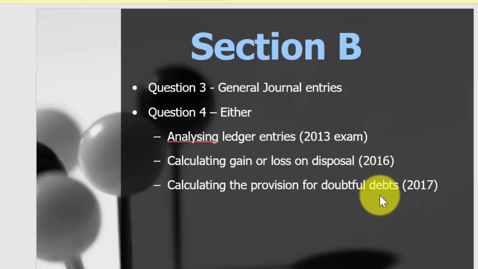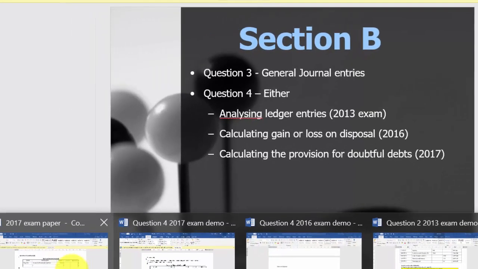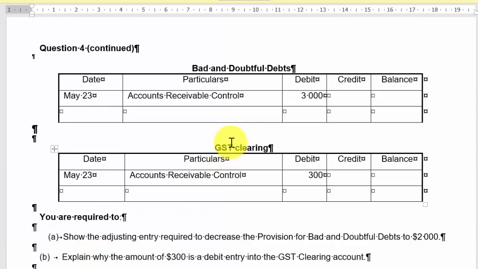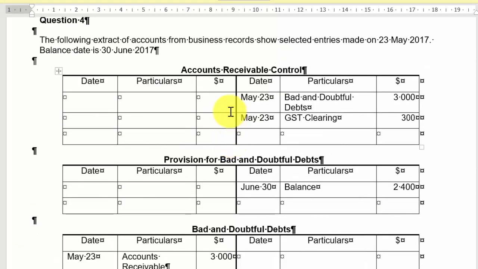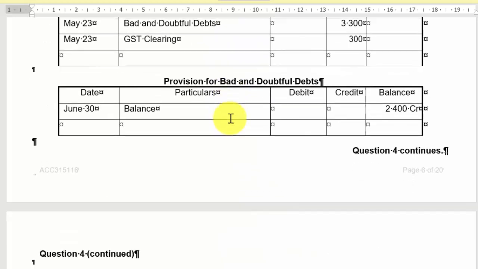Now lastly, what I'm going to do is show you how to calculate the provision for doubtful debts and the corresponding question that was in 2017. So let's check that one out. So this is the paper here that was shown. I'll show you the whole question.